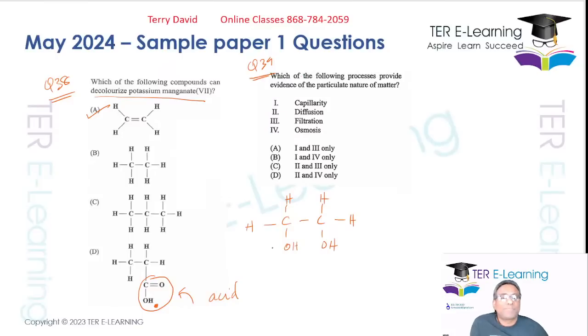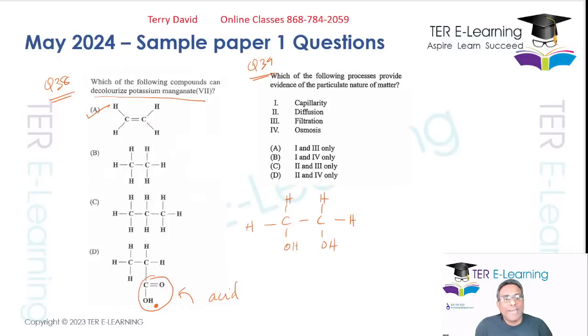Question 39. Which of the following processes provide evidence of the particulate nature of matter? What are you talking about here? Question 39. Somebody's asking about purple to colorless. Yes, when it comes to KMnO4, it goes from purple to colorless. It's an oxidizing agent, right?